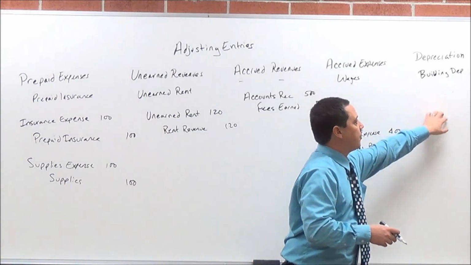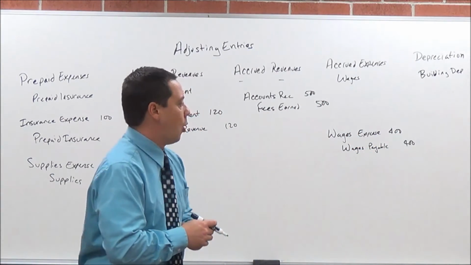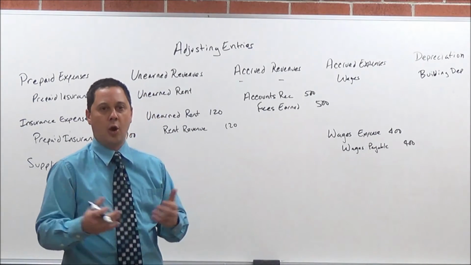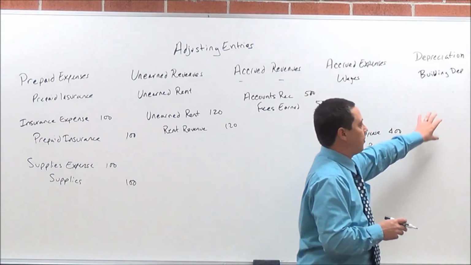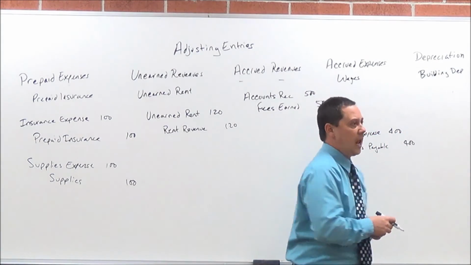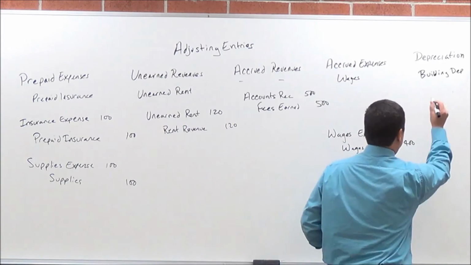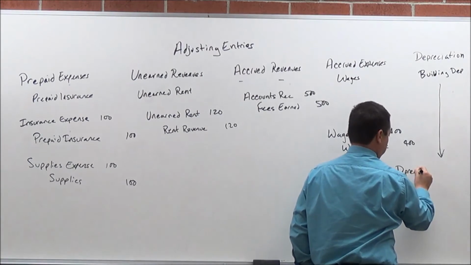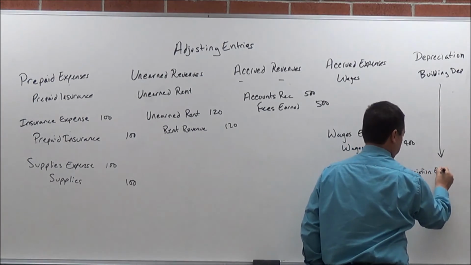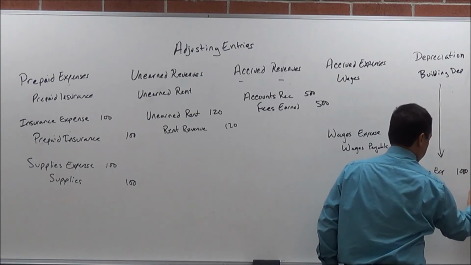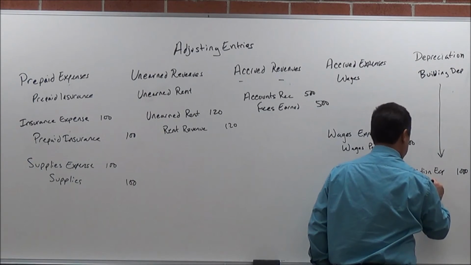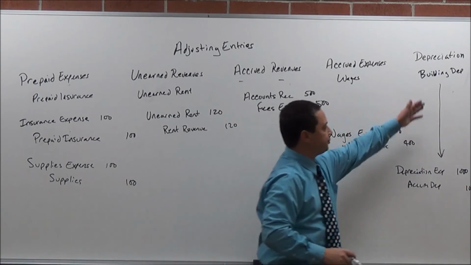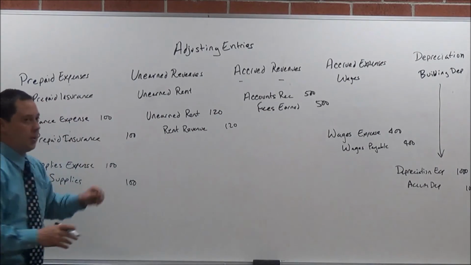And then finally over here we have depreciation expense. So over the time we have depreciation, maybe we depreciate our building, and we depreciate, let's say, $1,000 a month. So I'm going to do a depreciation expense there, and then I'm going to have accumulated depreciation. So that will be depreciation expense for $1,000, and then I will have accumulated depreciation for $1,000.